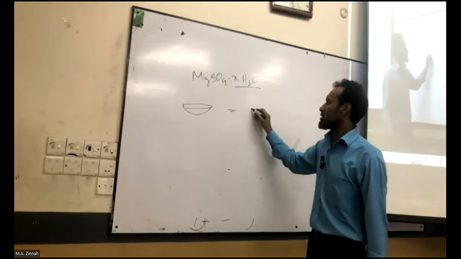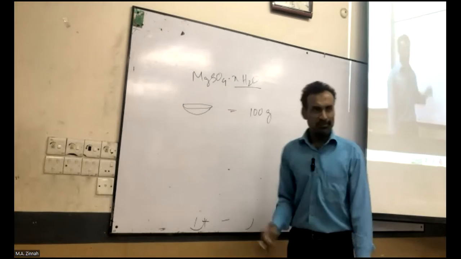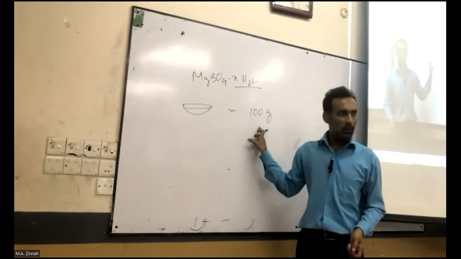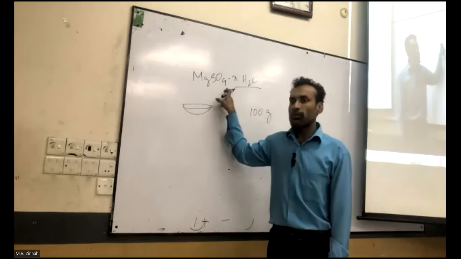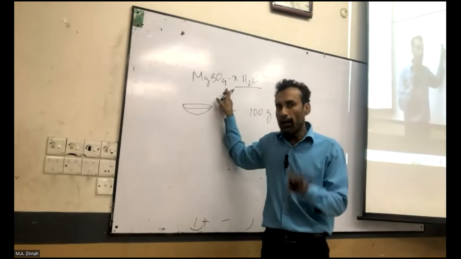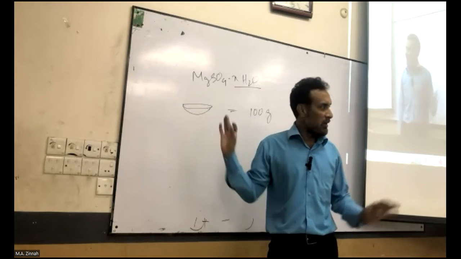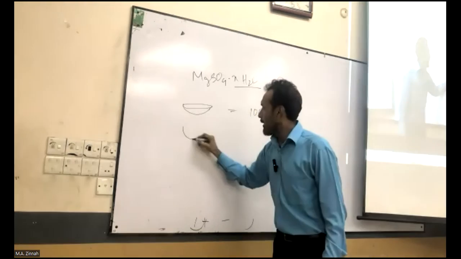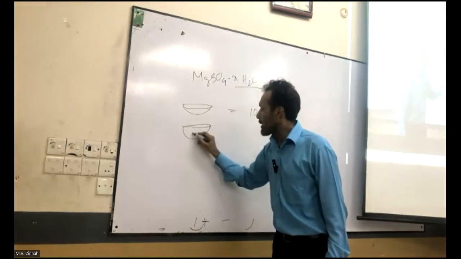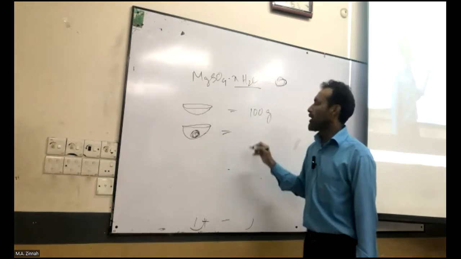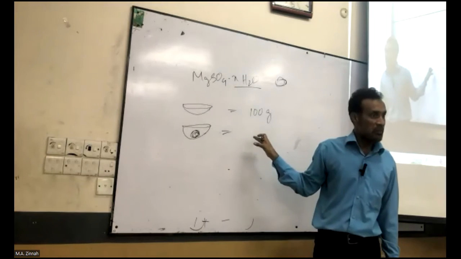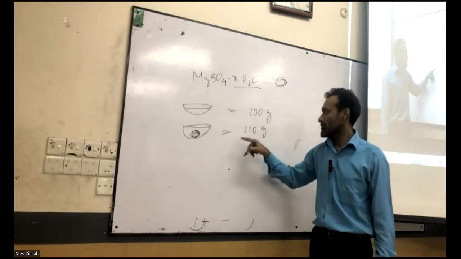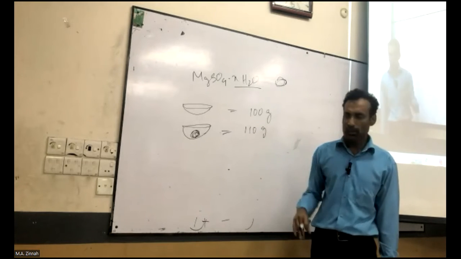And what could be the mass? Suppose this is 100 gram. It could be any value, but suppose 100 gram. Now take some sample. What's the sample? Hydrated magnesium sulfate. Put some sample and measure again. What mass would you expect this time? Yes, more than 100. Maybe here 110 gram.